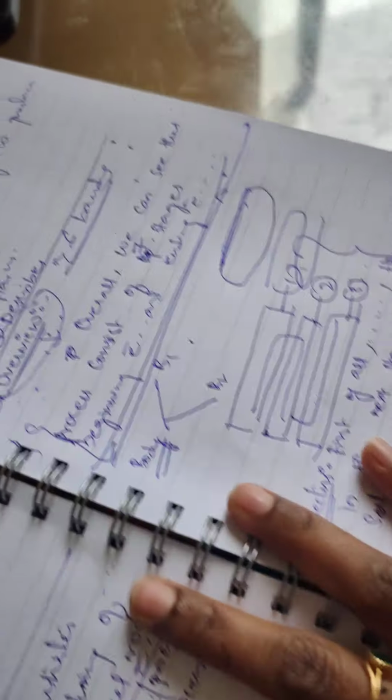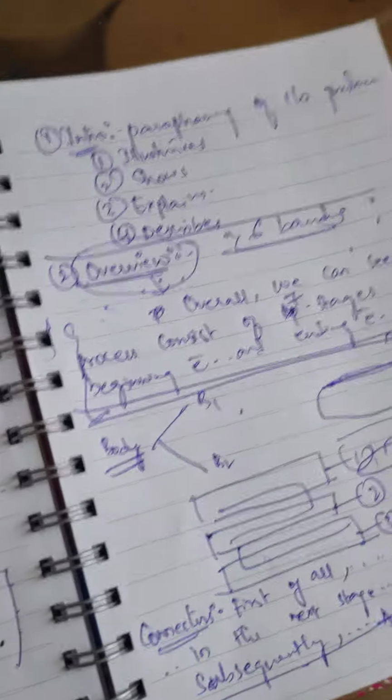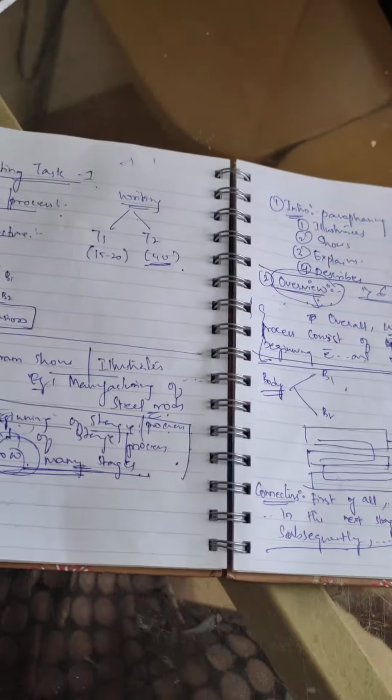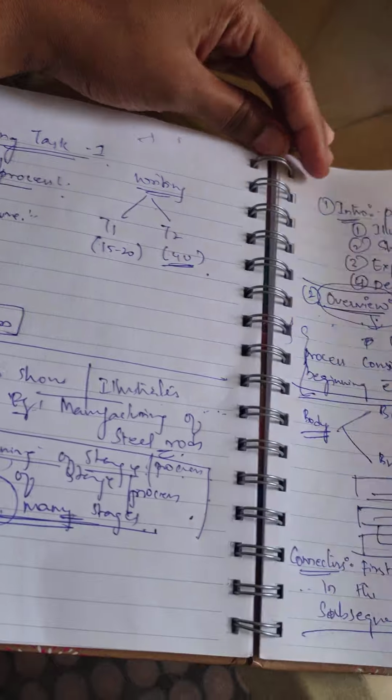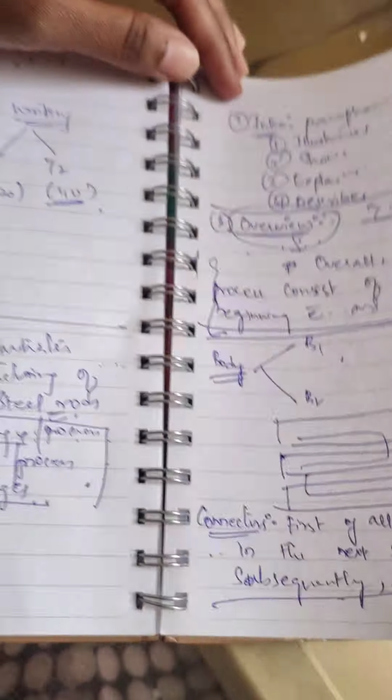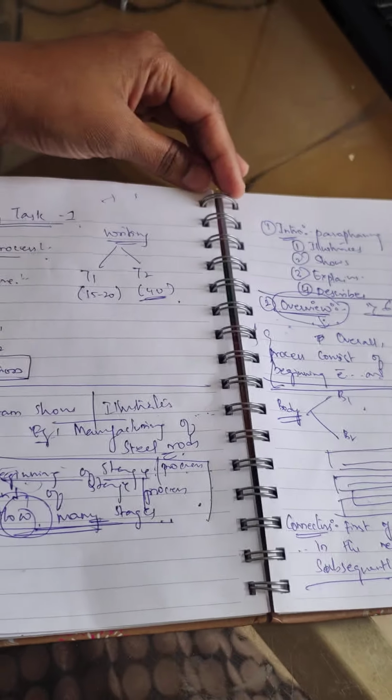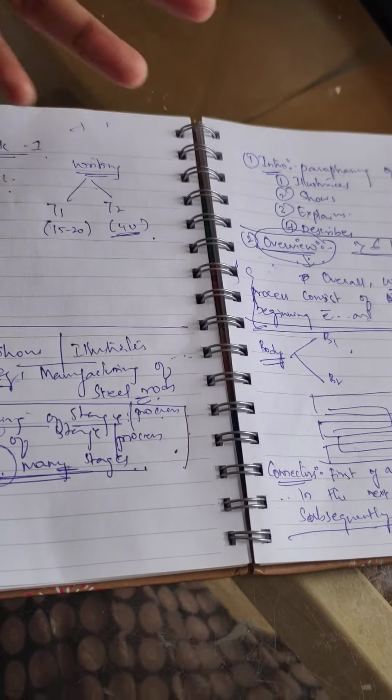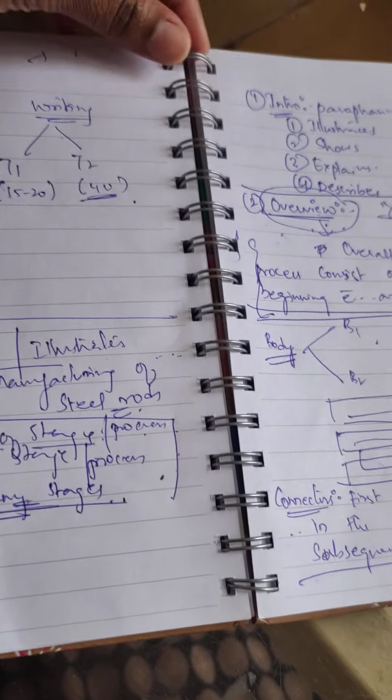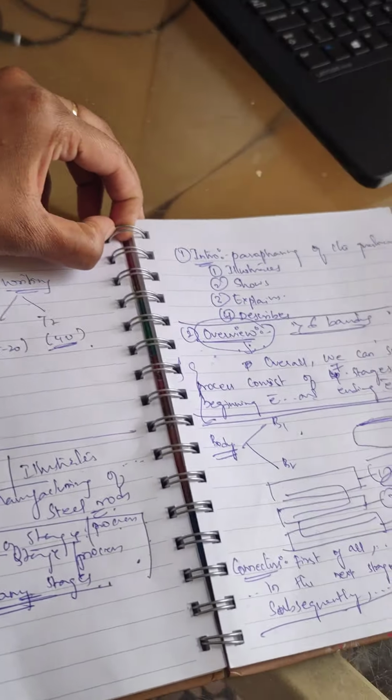So this is about task 1. In my future videos, I'll show you different types of task 1, and I'll also show you how to write the complete writing task 1 of the process diagram.